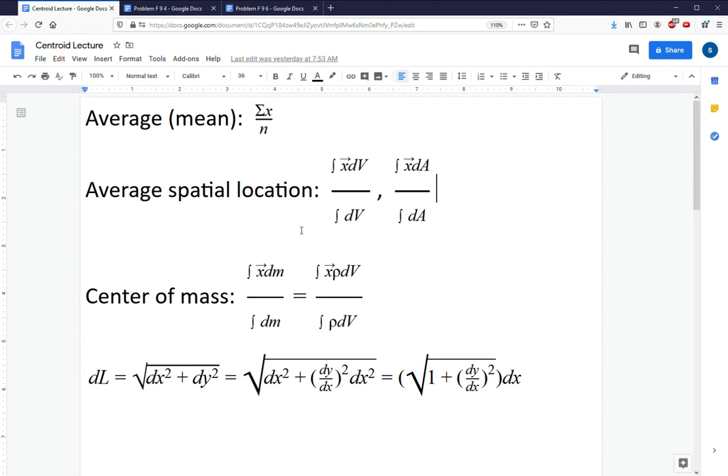So we find its position in a similar way. X times dm, so x is the value and each piece of mass is 1 dm, divided by the total number of these dm's, or the integral of dm. Now, with center of mass, we can often write it in terms of integration with respect to V, or again area or length, by finding the density, by saying that dm, a small chunk of mass, is equal to the density times a small chunk of volume.